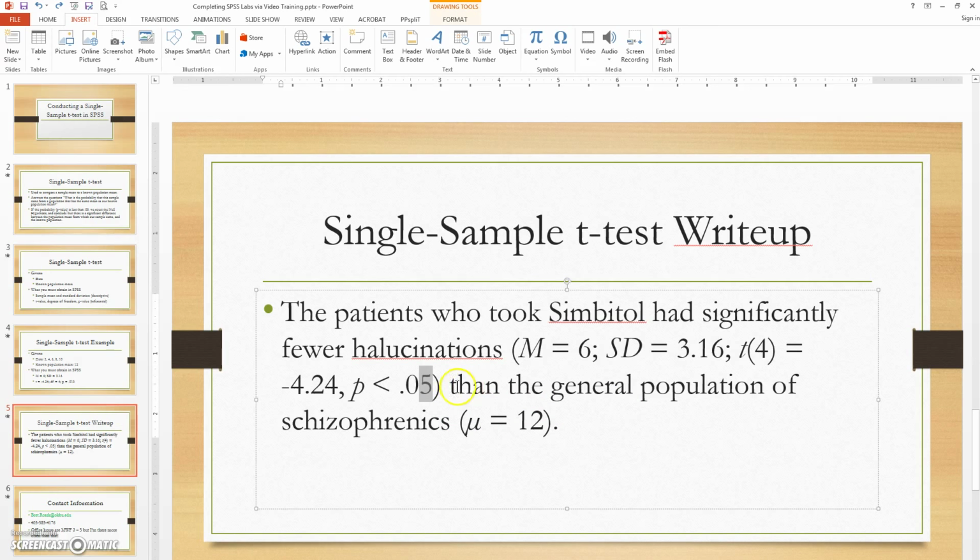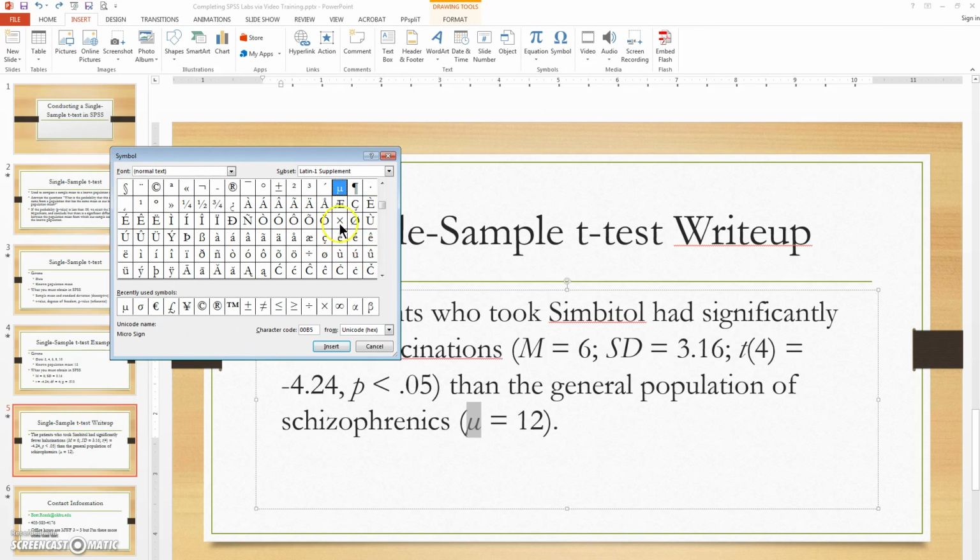Make sure you finish off the comparison. They had significantly fewer hallucinations than who? Well, then the general population of schizophrenics, and then give the descriptive information for that population. This symbol is the symbol for the population mean. Basically, to create it, you have to go select, I believe it's under Insert Symbol, and then you find Latin 1 supplement, you find the population mean.